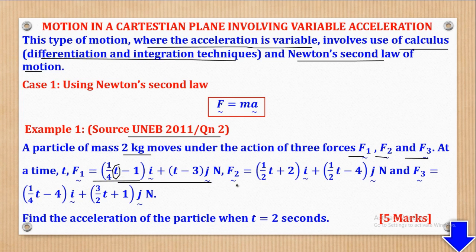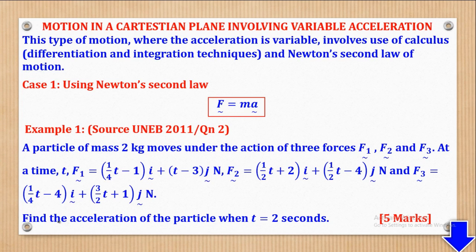In terms of i and j, F2 is also a function of t. That means that F2 is also variable. And F3 is also a function of t. That means that F3 is also variable. So when you see this t, just know that it is now a variable force.